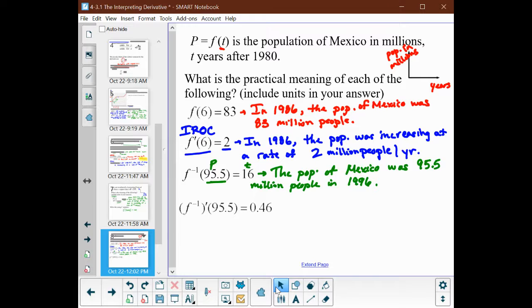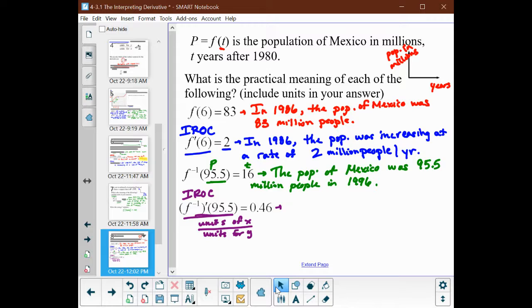All right, the last one here, I hope you got this one. This is kind of a goofy one. We're looking at the derivative of the inverse now. So again, it's a rate, an instantaneous rate of change. But now we're not going to do our units for y over our units for x. Because it's the inverse, we're actually going to put our units for x over the units for y.